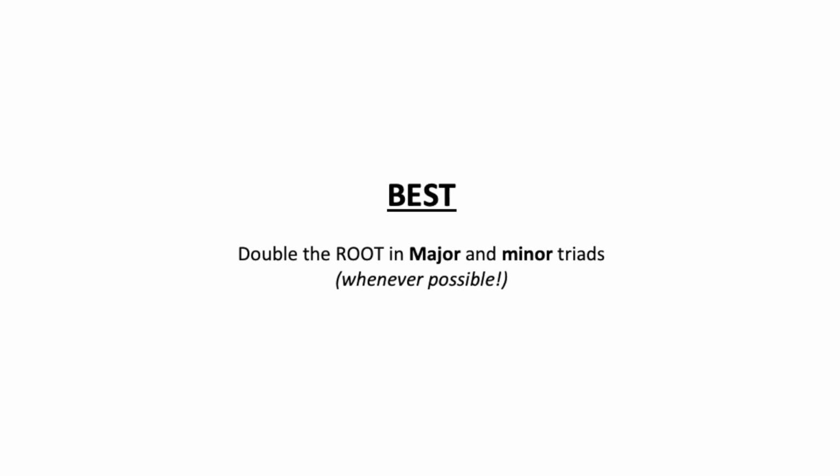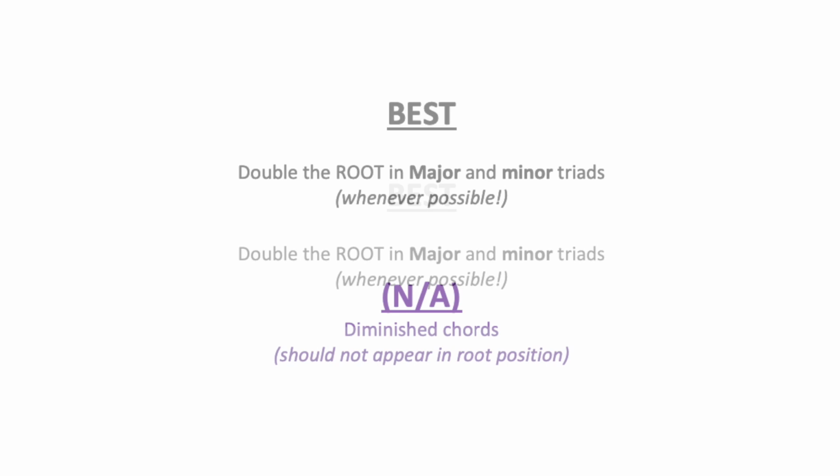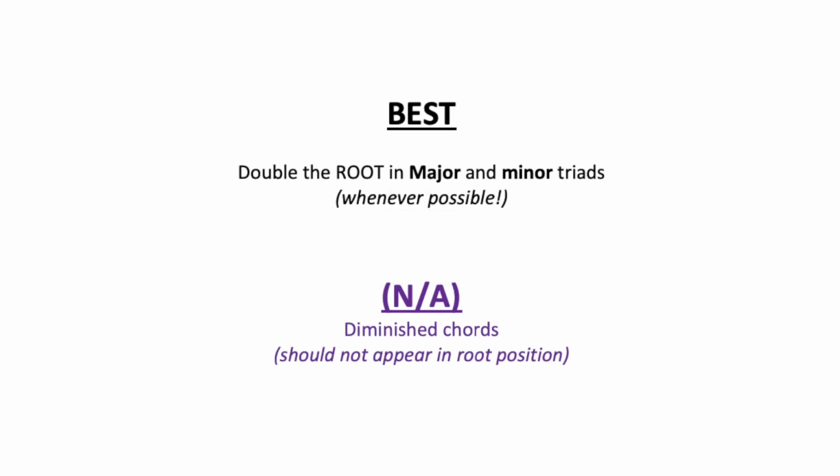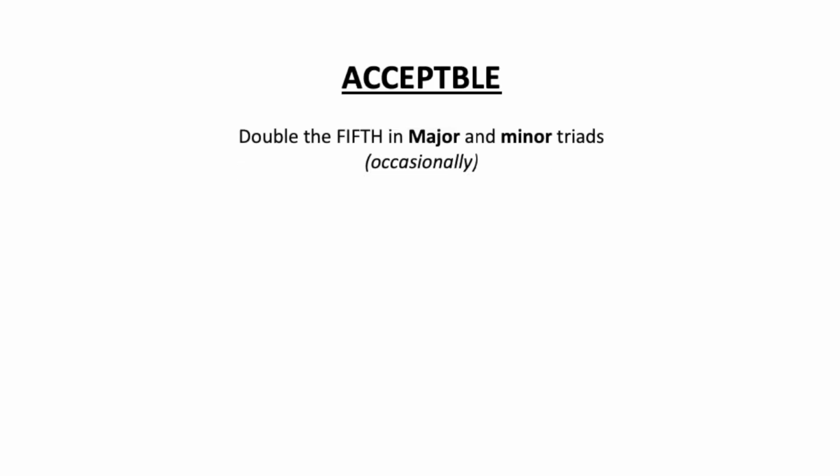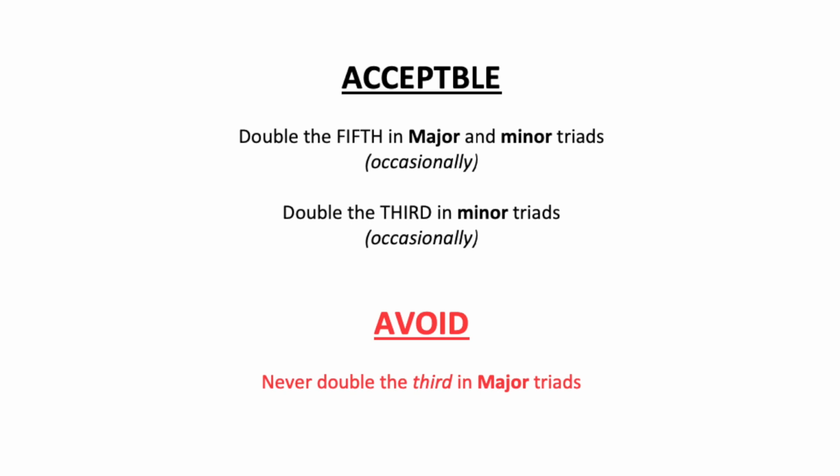When dealing with major and minor triads in root position, your best bet is to double the root of the chord. Another way of saying this is to double the bass, since the bass is the root in root position chords. Now I'll state right away that this rule will not apply when we talk about diminished chords later down the road. Diminished chords have their own doubling needs. If it's not practical to double the root, it's often okay to double the fifth. In minor chords, you can even get away with doubling the third on occasion, but you should avoid doubling the third in major chords.